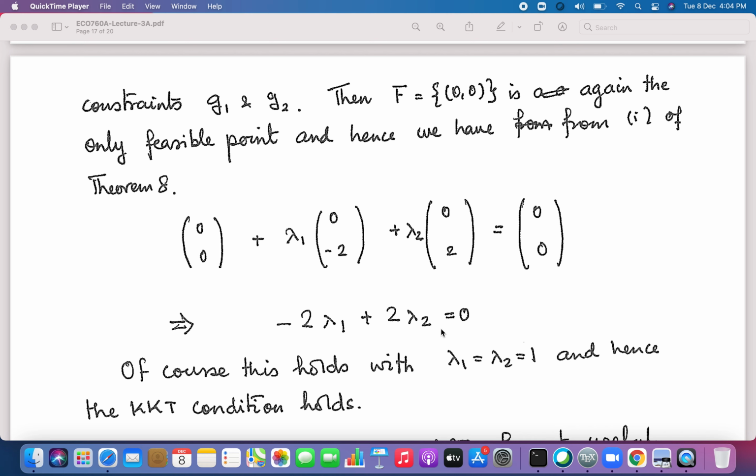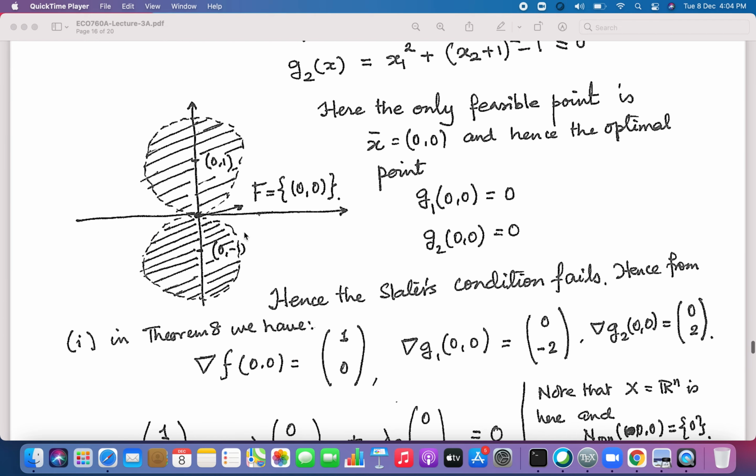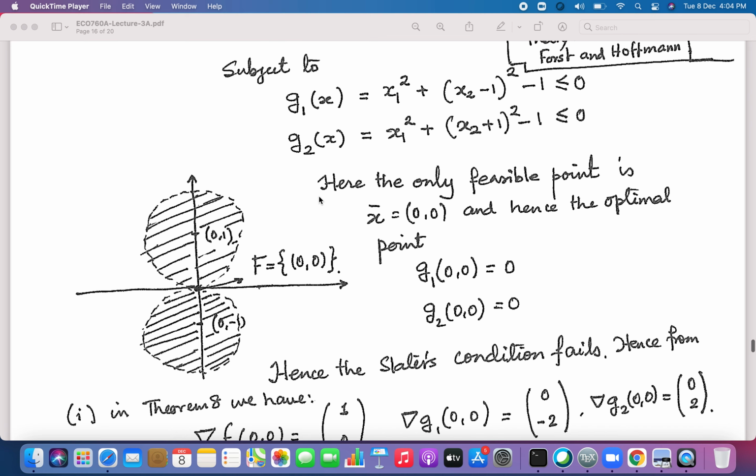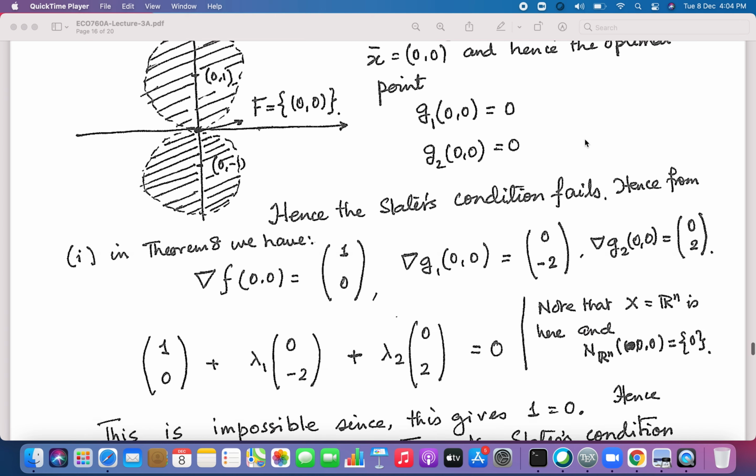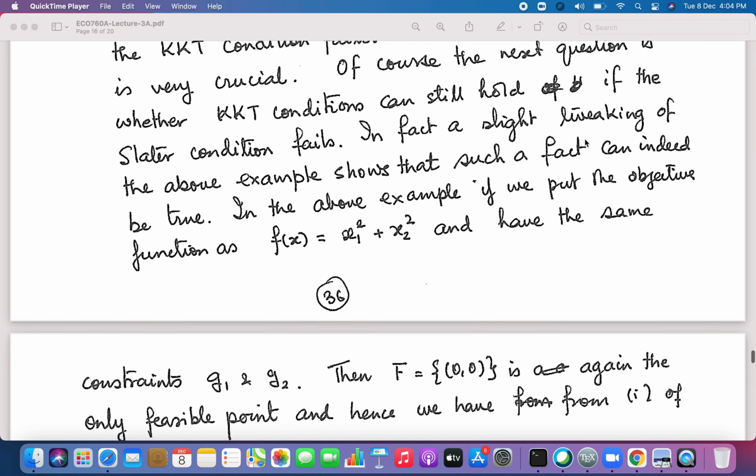So you are tweaking. The Slater condition has failed because, as we have seen here, there is just only one point, 0 0, and let us put 0 0 here. If I put 0 here, what happens? You will get 1 minus 1, which is equal to 0. So the active constraint, if I put 0 here, you'll again get 1 minus 1, which is equal to 0, which is the active constraint.